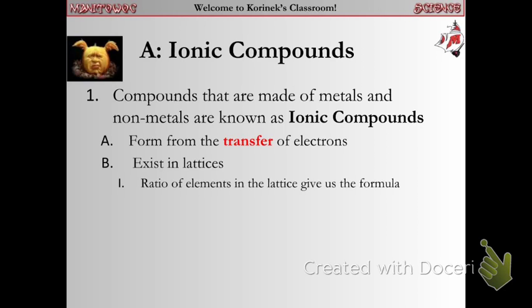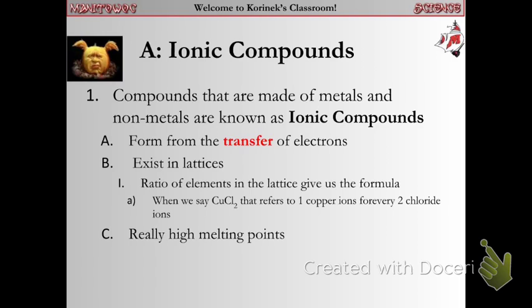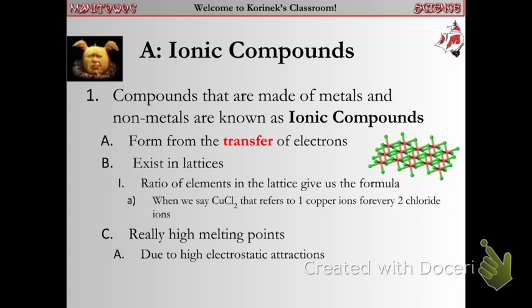The ratio of the elements in the lattice gives us the formula. So for instance, when we say CuCl2 or copper(II) chloride, that refers to 1 copper ion for every 2 chloride ions. So it's not like we just have 1 copper and 2 chlorines, we have a ratio, 1 copper for every 2 chlorines. Traditionally, these things have really super high melting points, very difficult to melt them. That's because the bond between the ions is really, really strong. So there's very high what we call electrostatic attractions. Electrostatic is just the attraction between one element and the other, or one ion and the other.